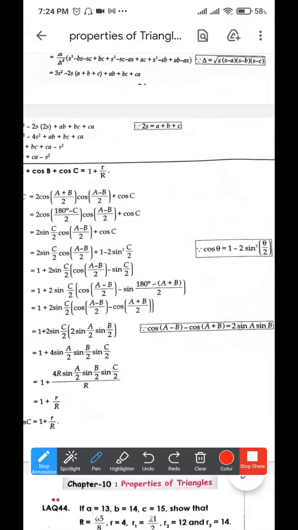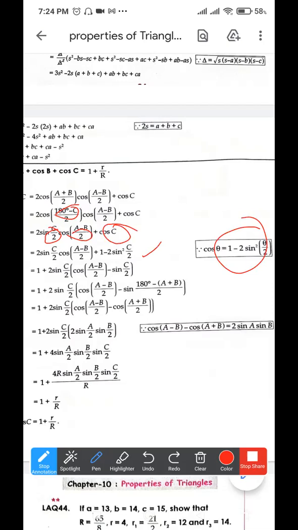After applying this formula on cos A plus cos B, A plus B can be written as 180 minus C, and A minus B stays as A minus B. Then cos (180 minus C) by 2 is nothing but sine C by 2, into cos (A minus B) by 2, plus cos C. Now cos C can be written as 1 minus 2 sine square C by 2.